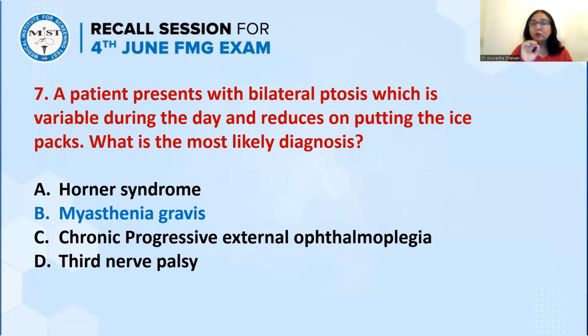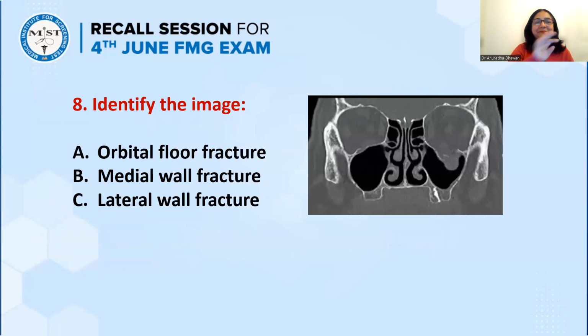So these two features, that the ptosis is variable, more as the day passes, with diurnal variation due to muscle fatigue, and that it reduces on putting the ice packs, clinch the diagnosis of myasthenia gravis. Variable, bilateral ptosis which improves on putting ice packs goes in favor of myasthenia gravis. So that was the right answer in this case.